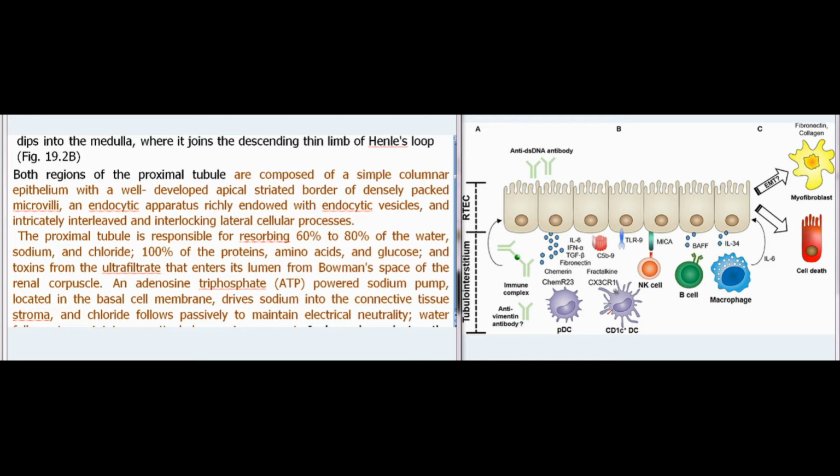The proximal tubule is responsible for resorbing 60% to 80% of the water, sodium, and chloride, 100% of the proteins, amino acids, and glucose, and toxins from the ultrafiltrate that enters its lumen from Bowman's space of the renal corpuscle. An adenosine triphosphate, ATP, powered sodium pump, located in the basal cell membrane, drives sodium into the connective tissue stroma, and chloride follows passively to maintain electrical neutrality.